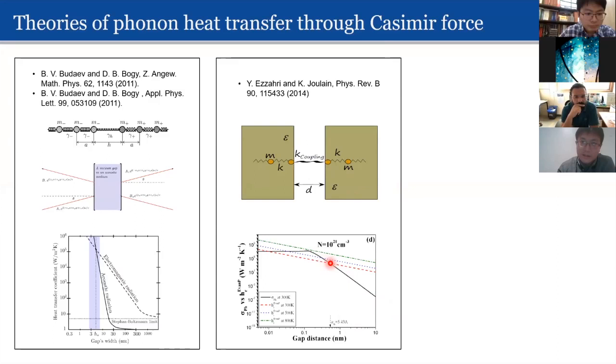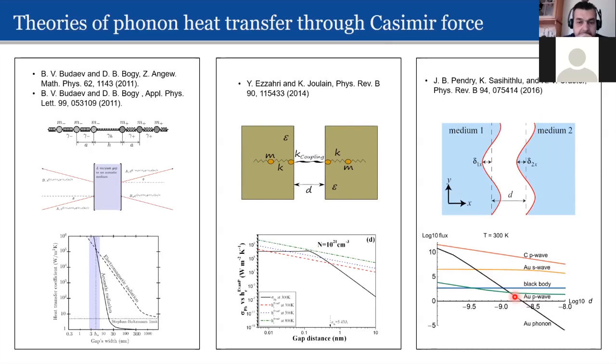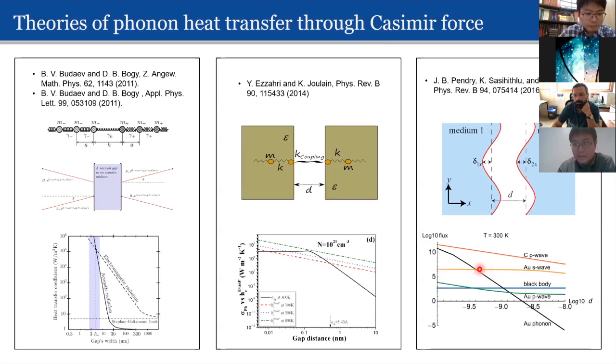So now there's another paper, the third theory paper, published by Professor Pendry. He said that since phonons can modulate the surface of the solid, depending on the wavelength, the surface is a little bit modulated. So you take this effect into account and do a similar calculation. He also compared with thermal radiation, splitting the P wave and S wave contributions. But he also got a similar conclusion that below a sub-nanometer gap, this phonon effect through the van der Waals or Casimir interaction can dominate over thermal radiation.